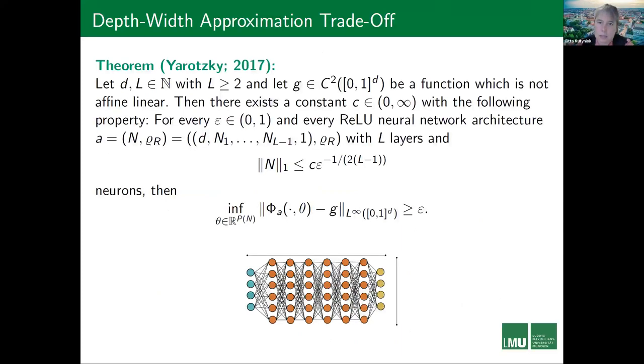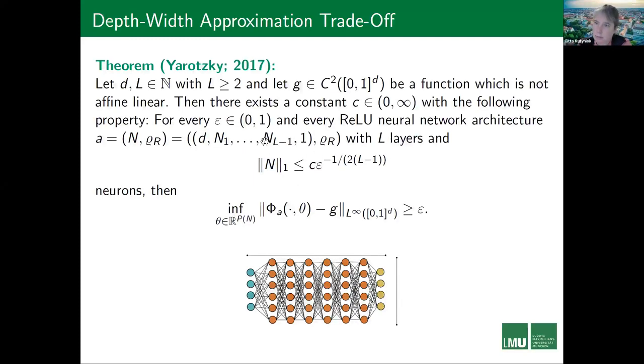A better relation between depth, width, and approximation accuracy is, for instance, this result by Yarotsky. Here he explicitly showed that there is a trade-off between depth and width in approximation. It's a very interesting result, and what it says is the following. I have a number of layers, and I have my function g, which is C^2 and not affine linear. Then I find a constant so that for every accuracy, I can find a ReLU network architecture with L layers.